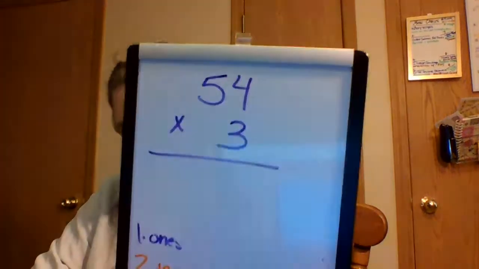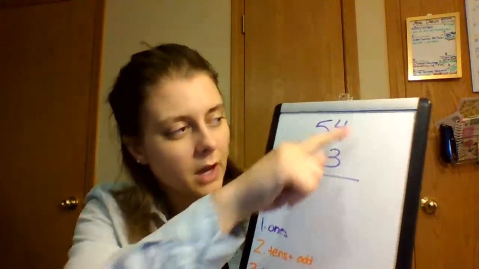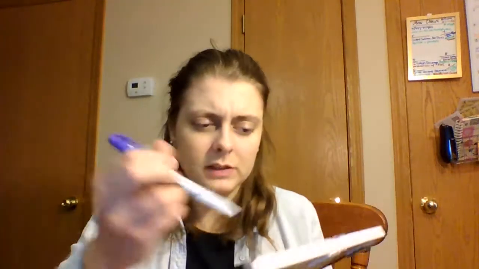Okay, so for this next one, I want you to try and follow along with me at home and do it with me together. Okay, we're going to do 2 with 2 digits and 1 with 3 digits. 54 times 3. Okay, we always start with our one side. Step 1. Step 2.